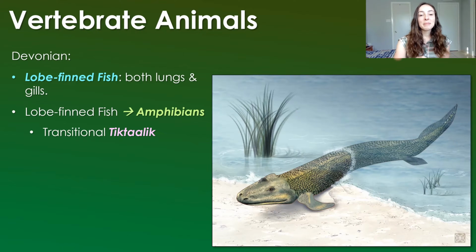Now, Tiktaalik is amazing because it was not a true lobe-finned fish and not a true amphibian. It was a transitional species, and there were probably many of these for every single major transition and evolution throughout Earth's history, but they're really hard to find in the rock record because the fossil record isn't complete. So the finding of this guy was really awesome.